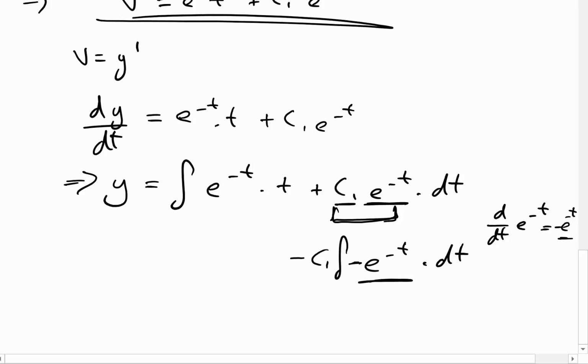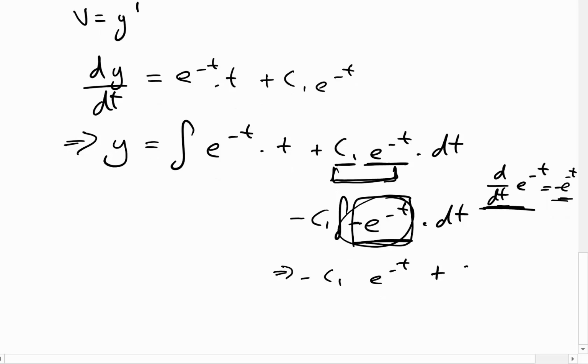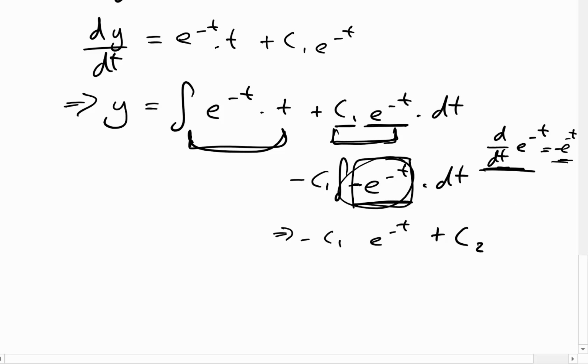Okay, and then I could just say that is equal to minus c1, e to the minus t. If the derivative of e to the minus t is that thing in there, then the integral of that thing in there must just be e to the minus t. So that's quite nice and easy. And just don't forget your integration constant, so plus c2, let's call it. But the integral of this other thing is going to be a little bit more tricky. All I've basically done is split this integral up into two parts.